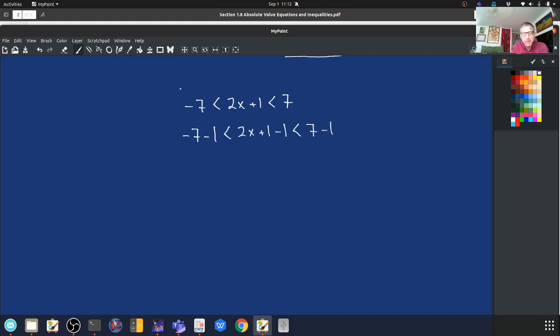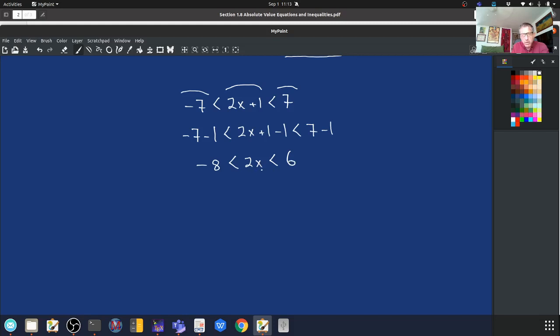By parts, I mean this is the first part of the inequality, the minus 7. This is the second part, and this is the third. So minus 7 minus 1 gives me minus 8. 2x plus 1 minus 1 leaves me with 2x. That's the whole purpose of subtracting minus 1. And 7 minus 1 is 6.